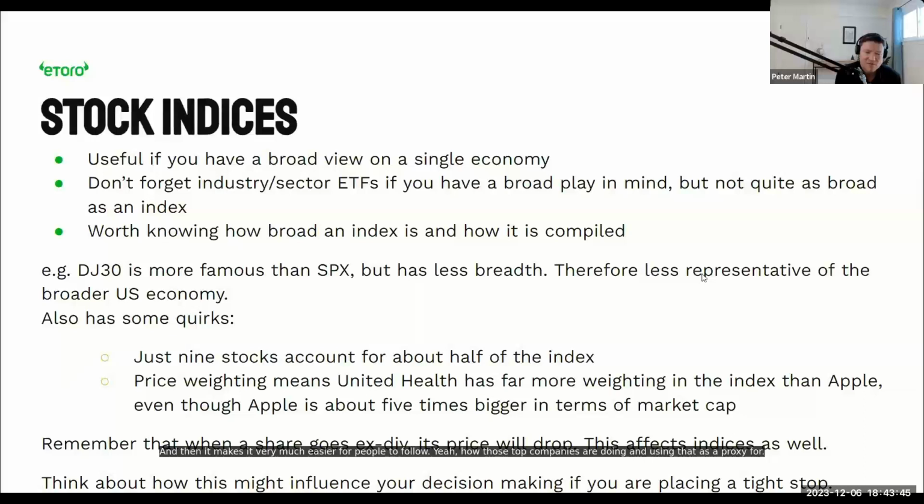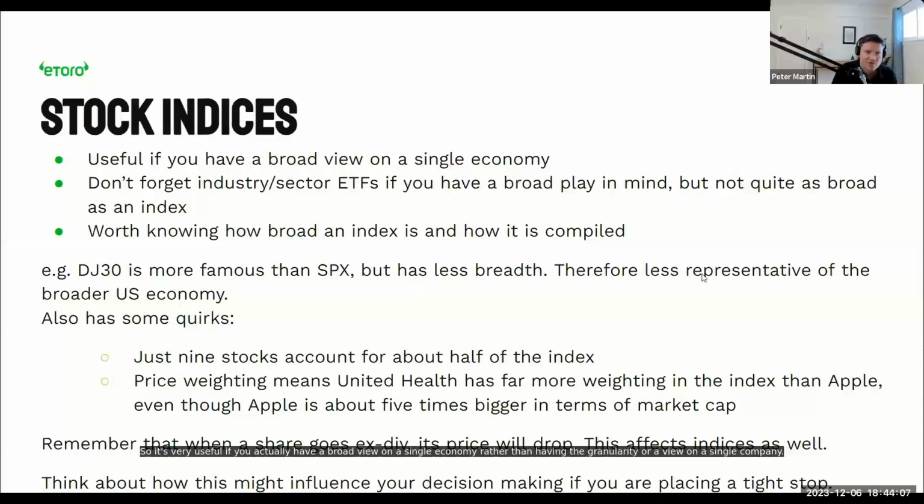And that makes it very much easier for people to follow how those top companies are doing, and to use that as a proxy for how the economy is going. And then, of course, people can trade that index as a convenient way of getting exposure to the top companies all at once.